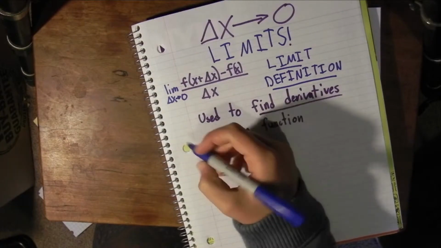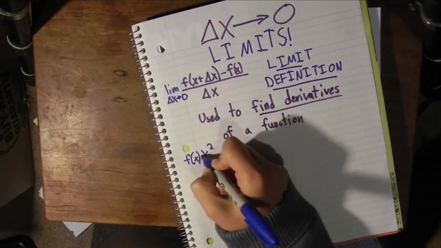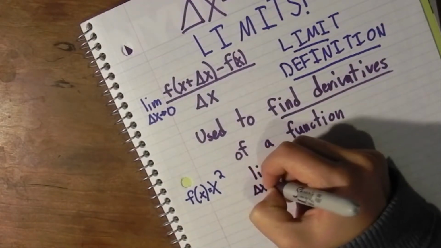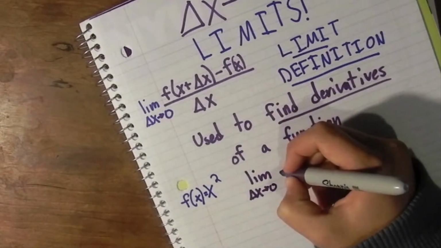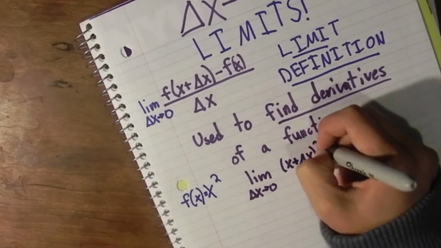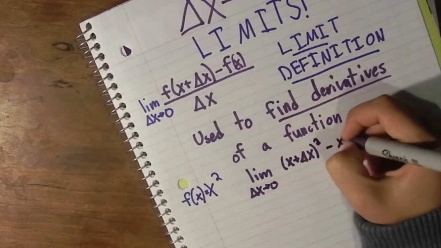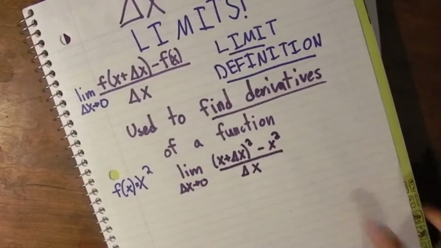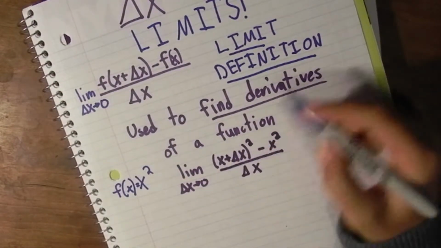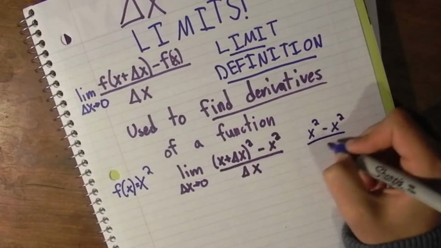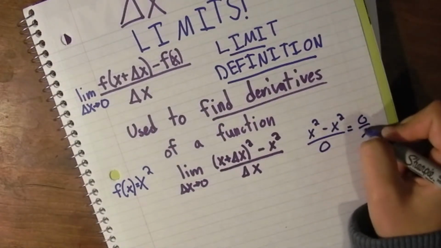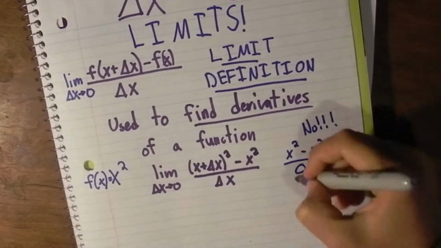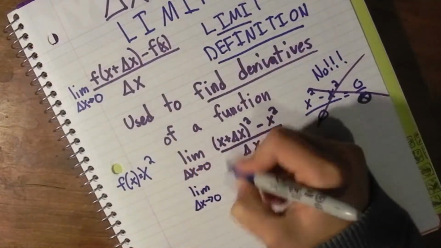Now let's use the function we were using before, f(x) equals x squared. Okay, so now let's adapt this generalized function for the specific function we're using. It would be the limit as delta x approaches 0 of (x plus delta x) squared minus x squared, over delta x. Now, let's think about this. Delta x is approaching 0, so we could just plug in 0. That would be x squared minus x squared over 0, which equals 0 over 0. But no, we don't like that. 0 over 0, that's undefined.